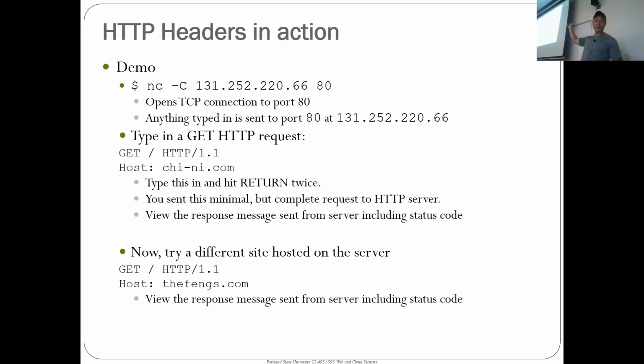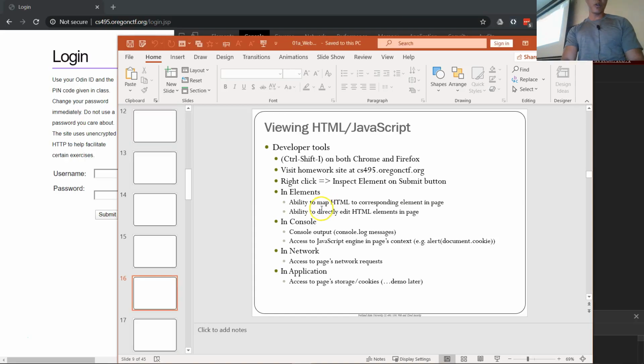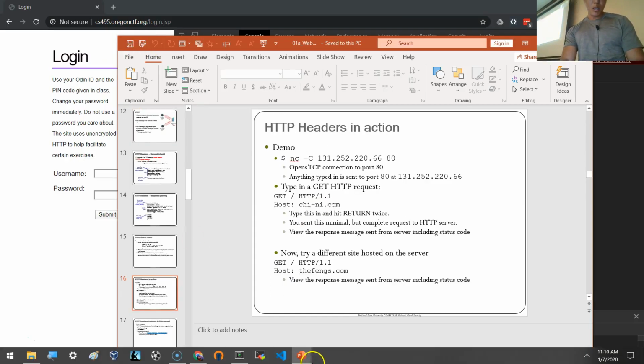But this is running all the websites that I've run, and so I'm going to show you how an interaction with this server can get you different pieces of content from it. It hosts these two domains, chini.com and thefengs.com. And then I'm going to show you the headers. So I will speak HTTP.